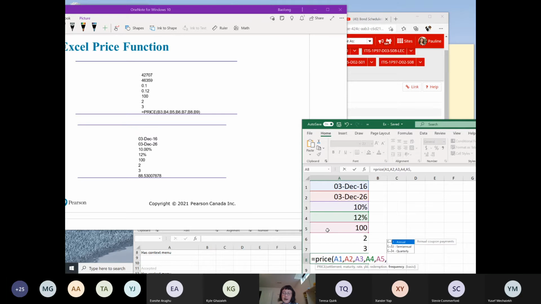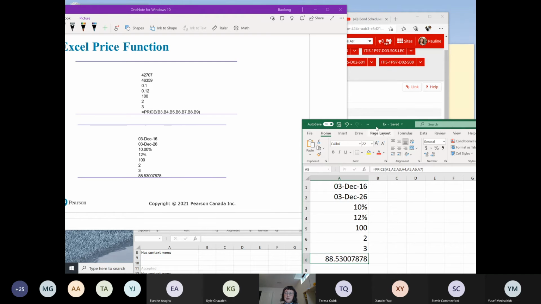Frequency, 1 represents annual, 2 represents semi-annually. Most often, it is semi-annual. That's why we select this 2. And also the base, you see the parameters for base, we choose actual. 1 year has 365 days. That's why I choose here. So after that, I get this one here. This is based on face price 100.